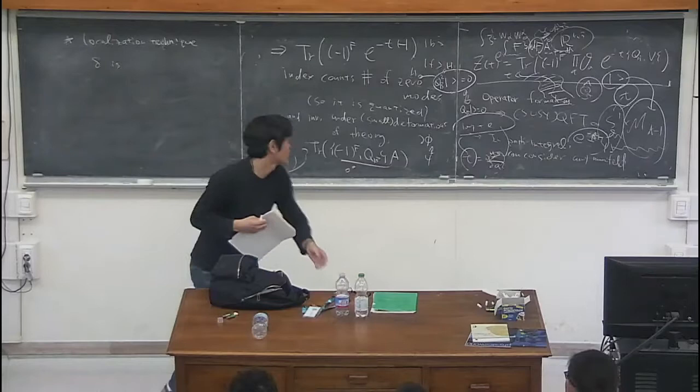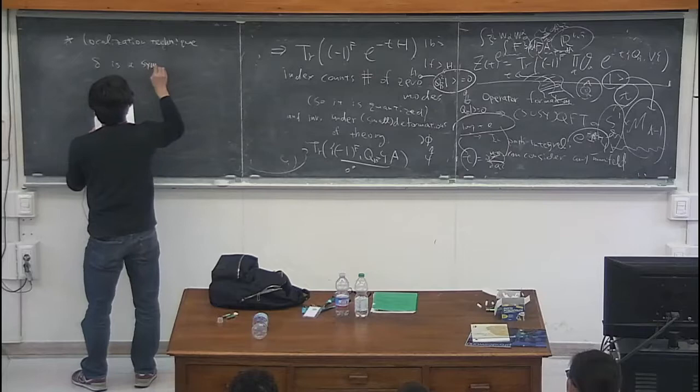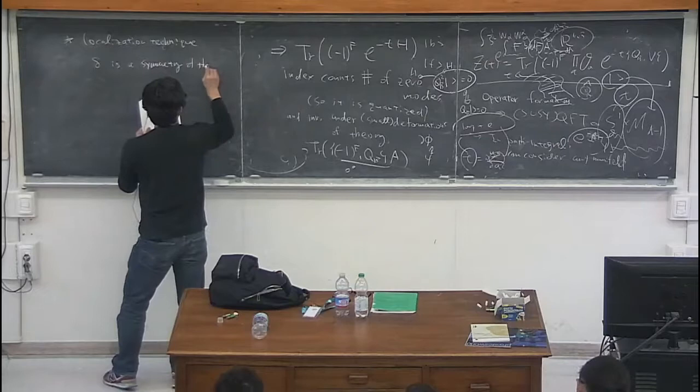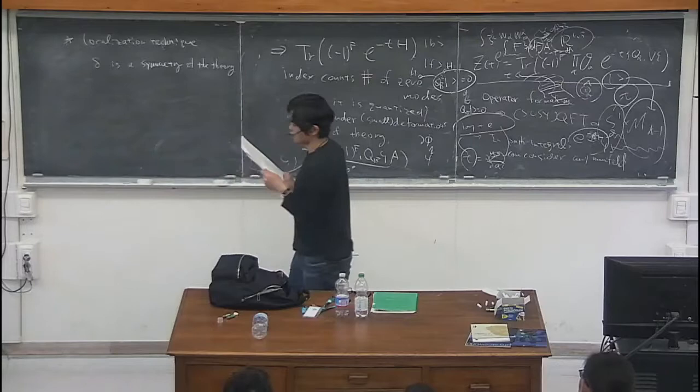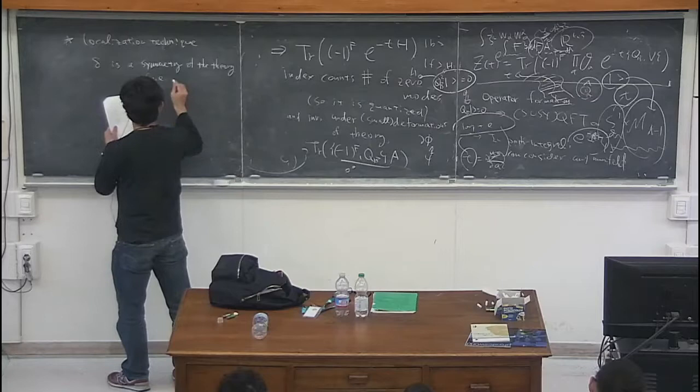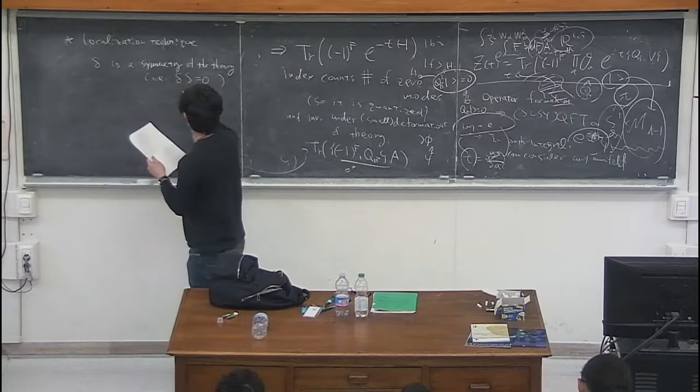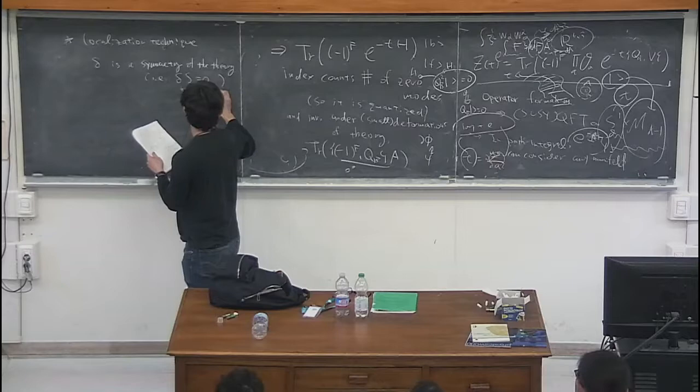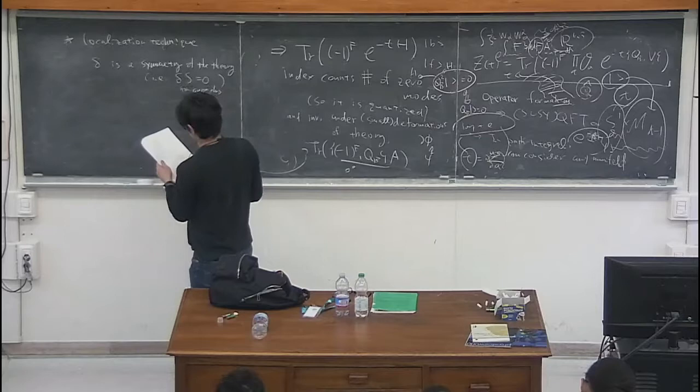Delta is a symmetry of the theory, i.e. delta S equals zero. S is the action of the theory. And of course it's non-anomalous.